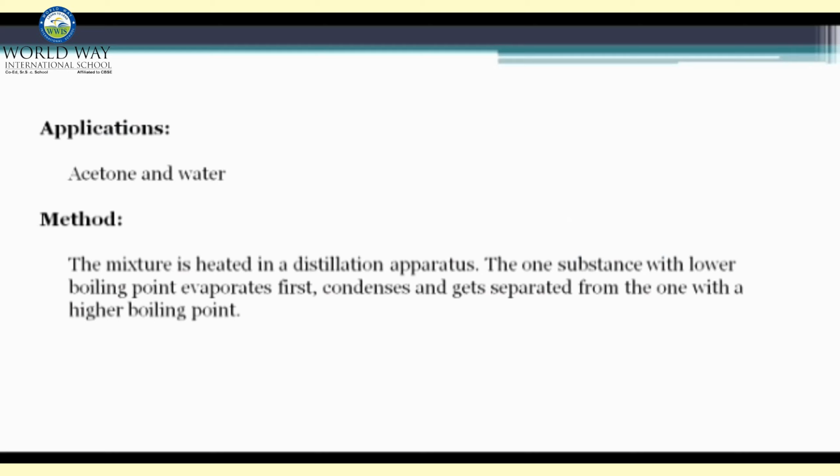So what does the method suggest? The mixture is first of all heated in a distillation setup. One substance with lower boiling point gets evaporated at a rapid rate and it finally condenses and gets separated from the other substance which had higher boiling point.